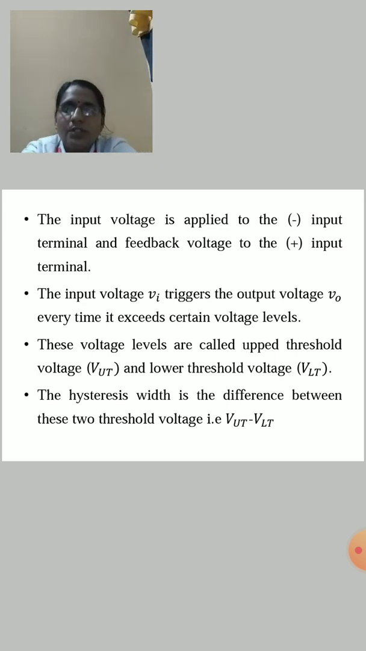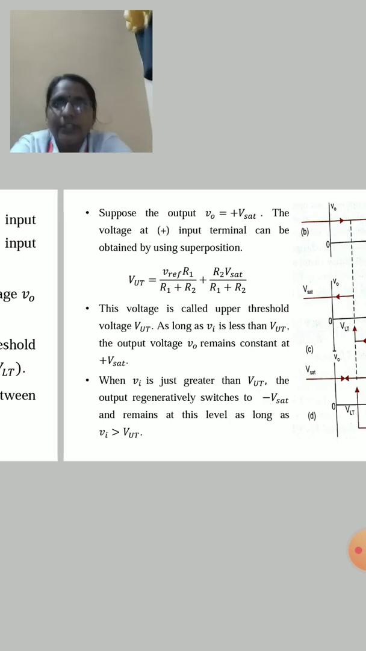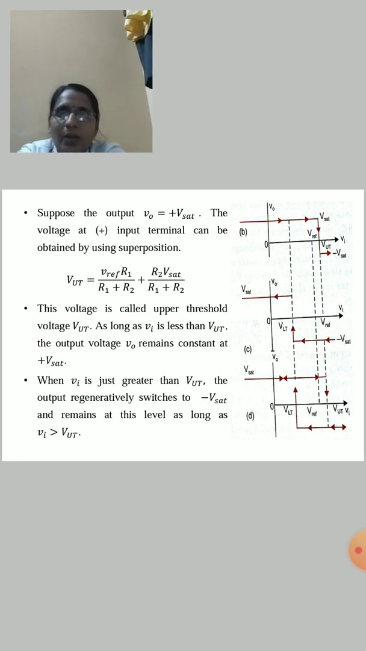The values of the threshold voltage levels can be determined and adjusted by selecting proper values of R1 and R2. So VUT equals V saturation into R1 divided by R1 plus R2. Similarly, VLT equals minus V saturation into R2 divided by R1 plus R2. The output voltage remains in a given state until the input voltage exceeds the threshold voltage level, either positive or negative.